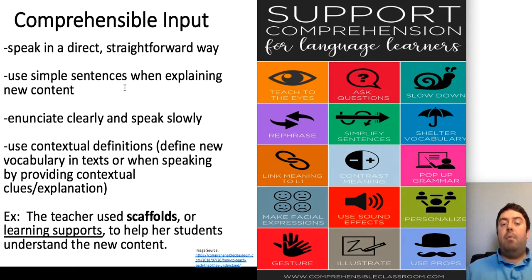So here's an example. The teacher used scaffolds or learning supports to help her students understand the new content. So within that sentence itself, students from context can understand that new word. So even if they've already taught that word at the beginning of the lesson, they've pre-taught that vocabulary word, scaffolds, it's nice to, within the lesson itself, also provide further comprehensible input and contextual support by having those contextual definitions as well.